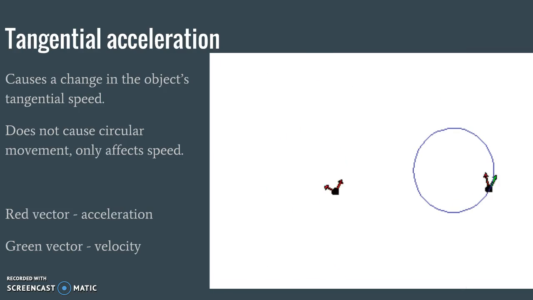The last thing I wanted to mention briefly is tangential acceleration. Tangential acceleration causes a change in the object's tangential speed. So if an object is speeding up as it's moving in a circle, this is not due to centripetal acceleration. Remember, centripetal acceleration just causes it to rotate in a circle. Tangential acceleration will cause it to change its speed when it's moving in the circle.